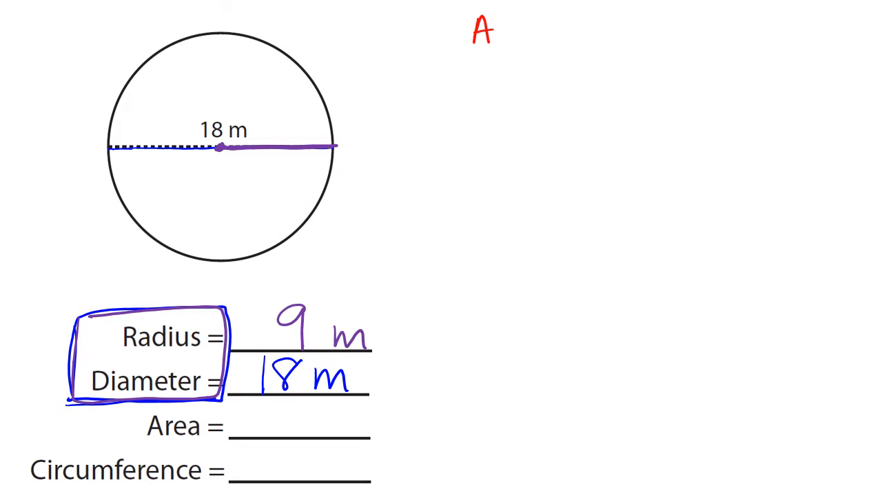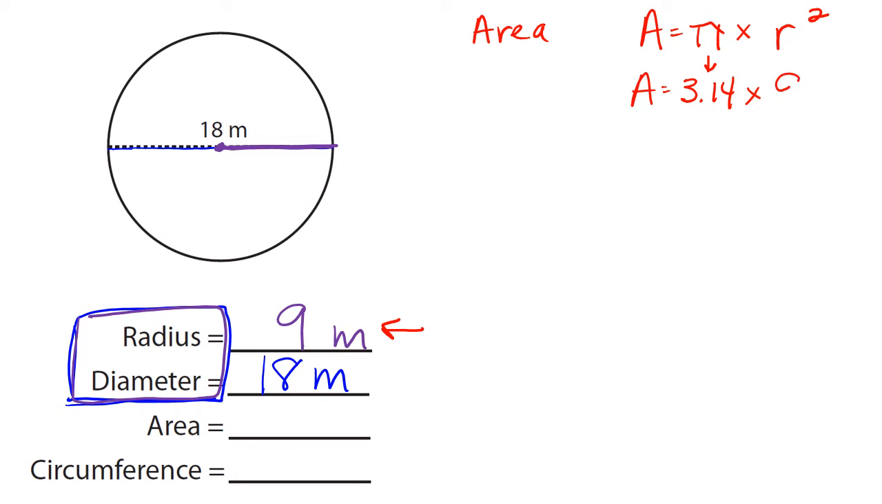So let's go ahead and figure out what the area is. Our equation for the area is going to be area equals pi times radius squared. And so we're going to focus right here on our radius. So our radius is 9. So let's go ahead and fill that into our equation. Our pi, start there, is always 3.14 times our radius squared is going to be 9 squared.